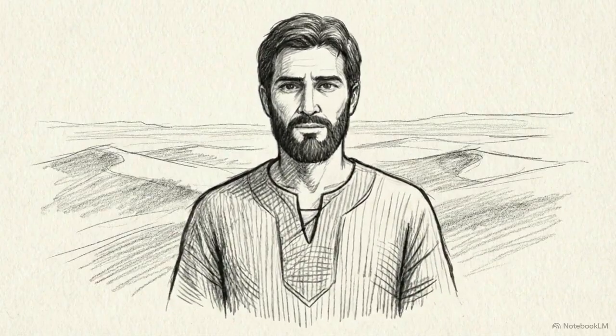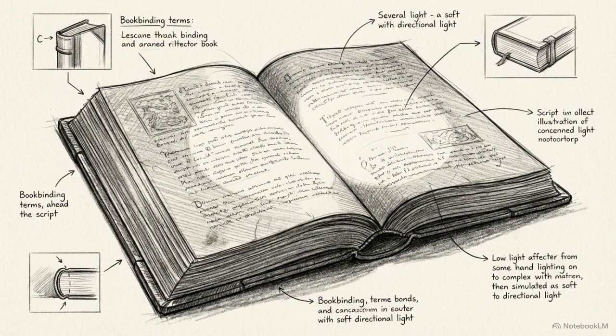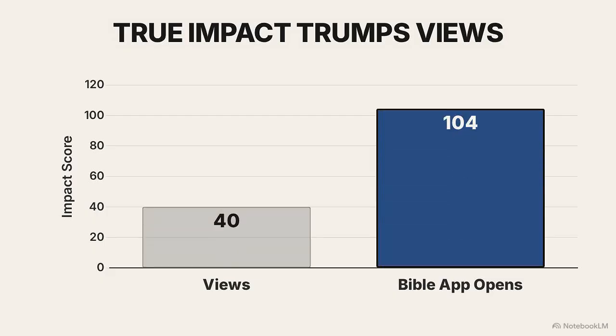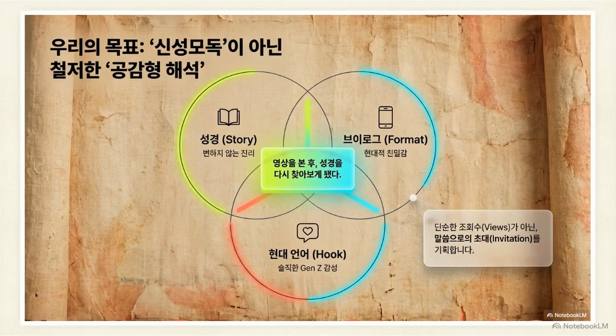Our primary goal is driving the audience back to the original source text. High view counts are secondary to this specific outcome. This Venn diagram illustrates our target. The core message remains unchanged. We are simply using modern formats and hooks to create an empathetic bridge back to the story.